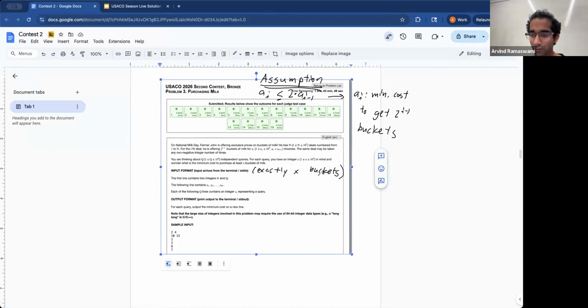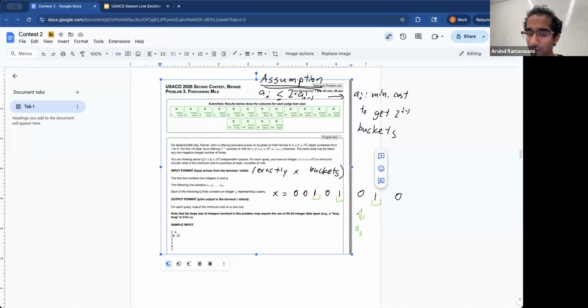Let's consider the simpler version of the problem where it's asking for the minimum cost to purchase exactly x buckets. So x will be in binary like this, and we just need to find the cheapest way to get each power of 2. It's going to be the cost of this plus the cost of this plus the cost of this. If we're only looking for exactly x buckets, then a_1 is the minimum price to get 1 bucket.